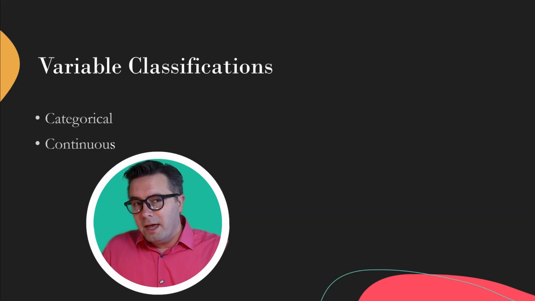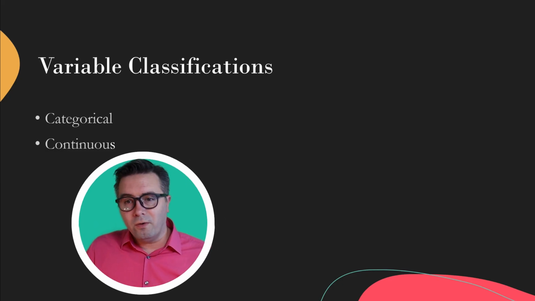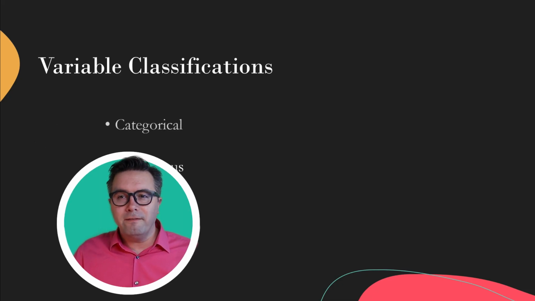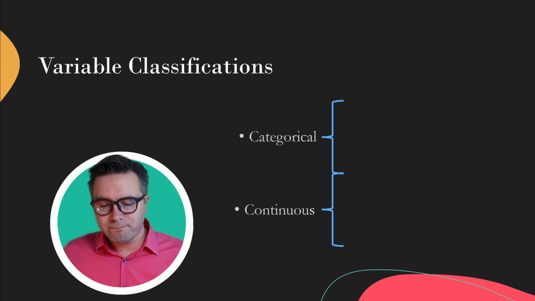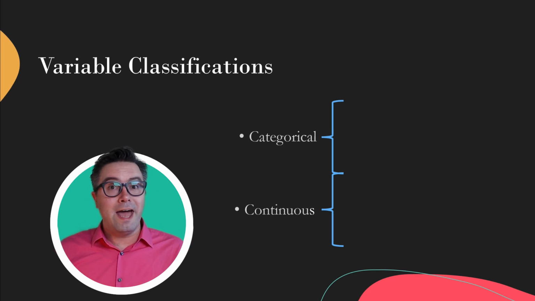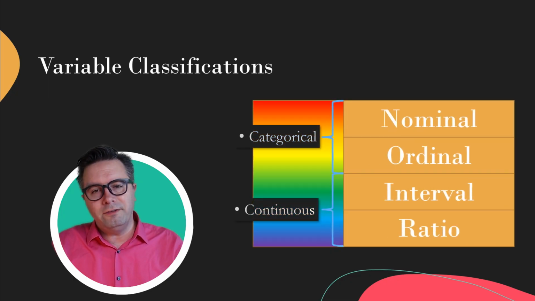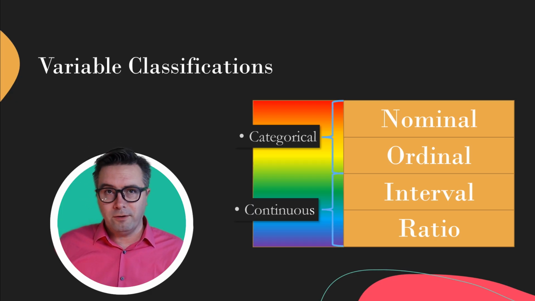Okay. The next thing is variable classification. So we have categorical and continuous, okay? And they kind of fit into a spectrum of accuracy, which the text talks about. That should make it a little easier to see. So with the categorical, we have nominal and ordinal, and with continuous we have interval and ratio, okay?